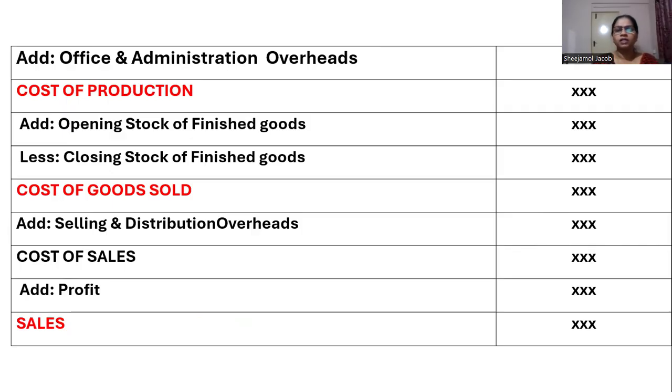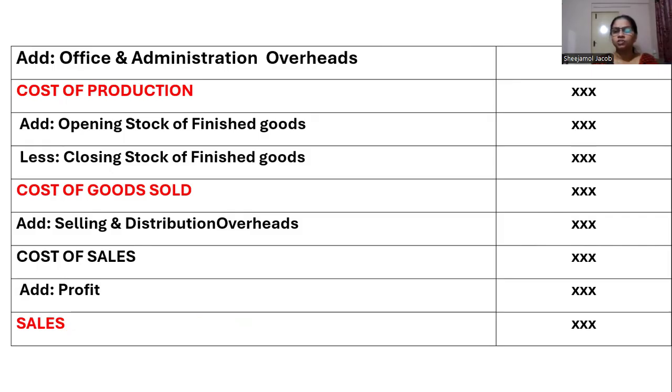Then the last overhead is selling and distribution overheads. Selling and distribution related expenses come under this. Here, salesman salary, marketing manager salary, distribution expenses, promotion expenses, advertising expenses come under selling and distribution overheads. Travelers commission, etc. come under this selling and distribution overheads. After that, you get cost of sales. Then you add profit, you get the sales.